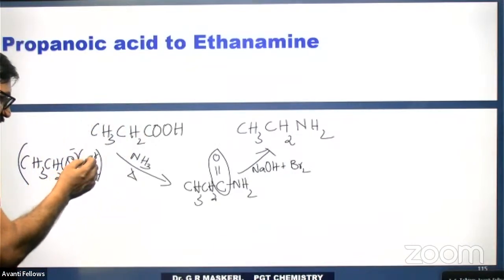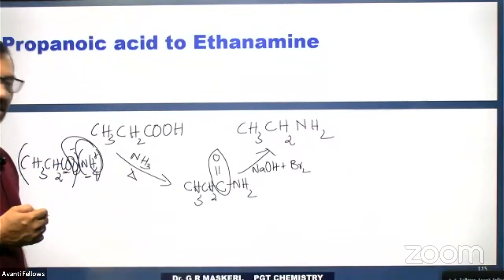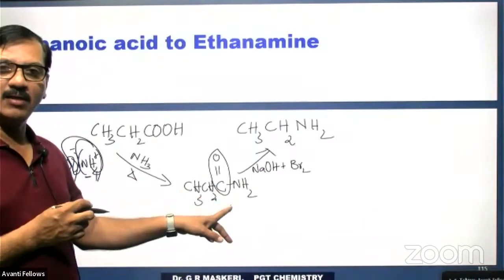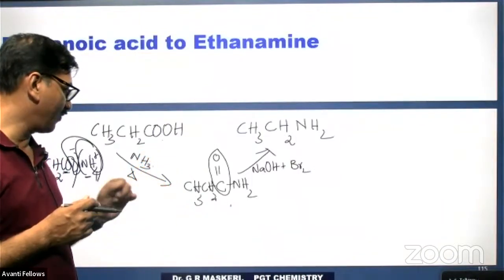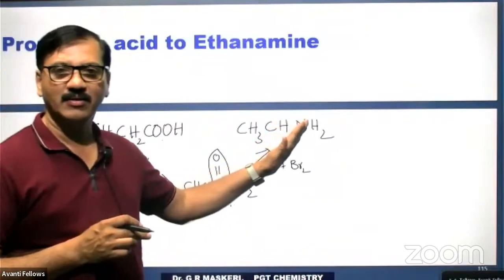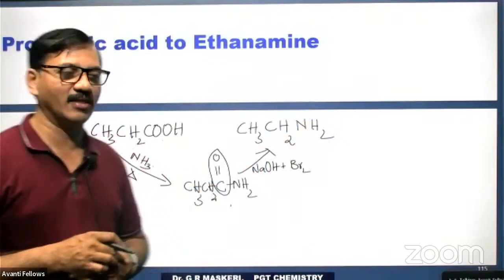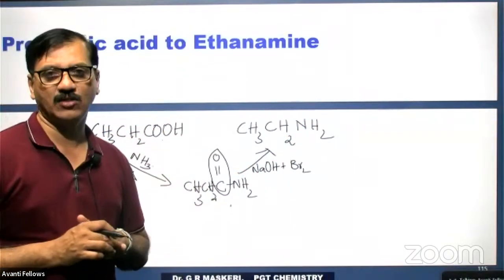So upon heating, this H2O will go, so that CO and NH2 will remain. So that an amide is obtained by treating a carboxylic acid with ammonia and further heating that. So you can make the sequence like this, so that from propanoic acid, ethanamine is obtained.